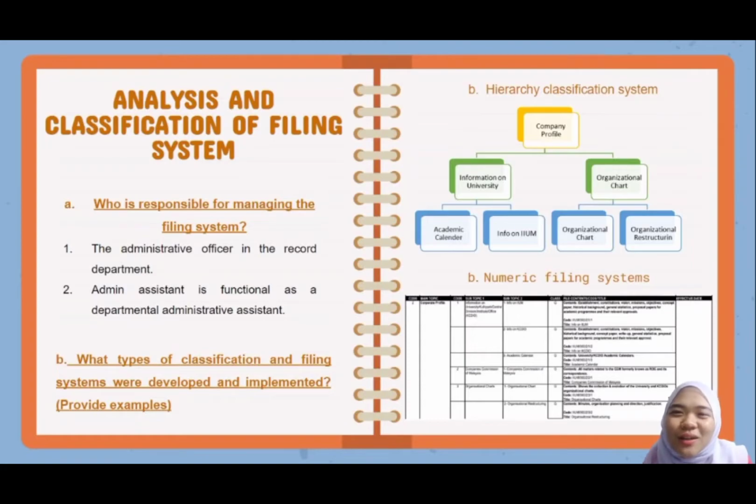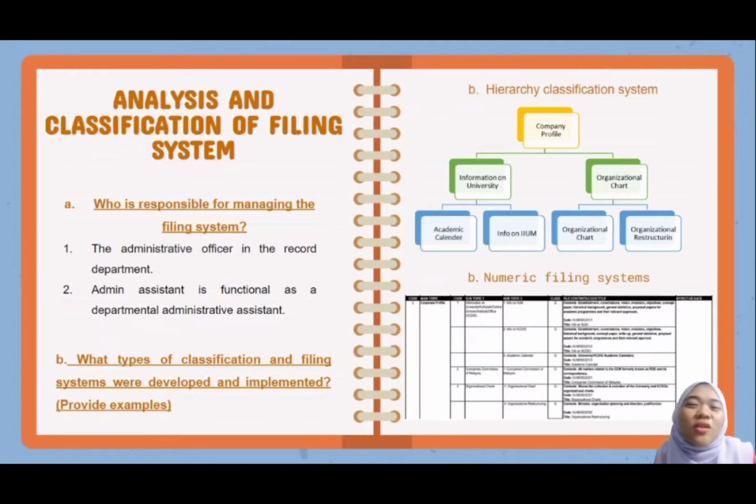Next, I will continue with the classification and filing system analysis. For the first analysis, who is responsible for managing the filing system? The answer is first, the administrative officer in the record department, and second, the admin assistant, who functions as a departmental administrative assistant.